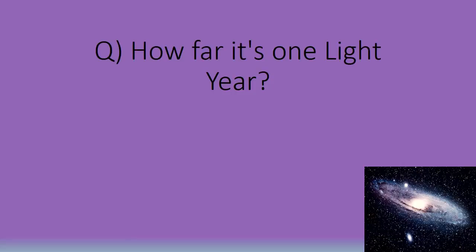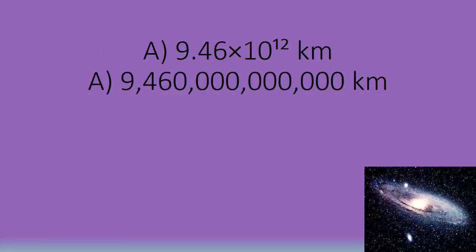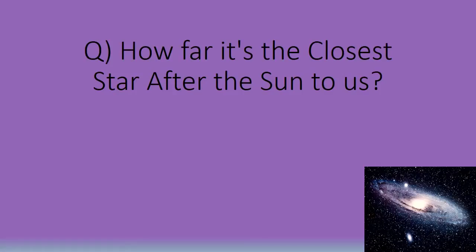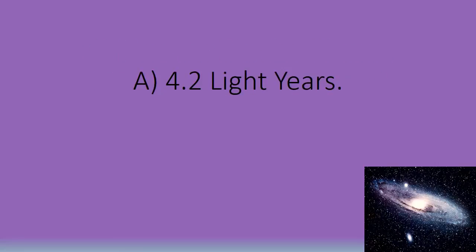How far is 1 light year? 2.46 times 10 to the power of 12 kilometers. How far is the closest star after the Sun to us? 4.2 light years away.